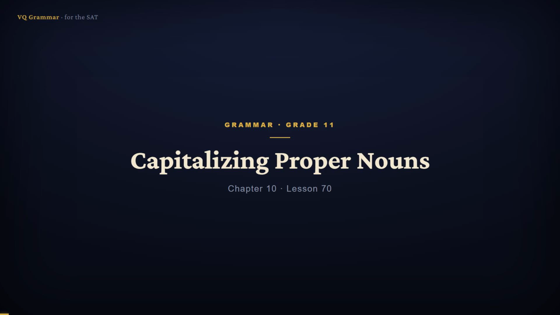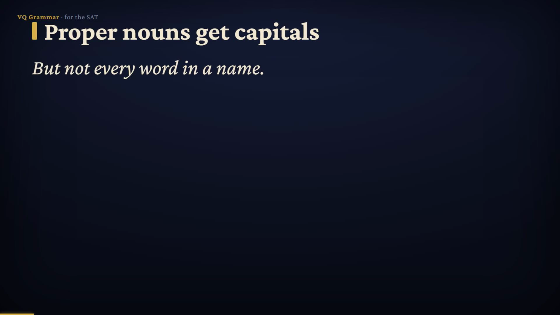Last time, we learned to capitalize the first word of a sentence and the pronoun I. Now we tackle the biggest source of capital letters in all of English, the names of specific people, places, and things. There are a lot of little rules here, so we'll take them one group at a time. Today, capitalizing proper nouns. Let's start with the big picture.